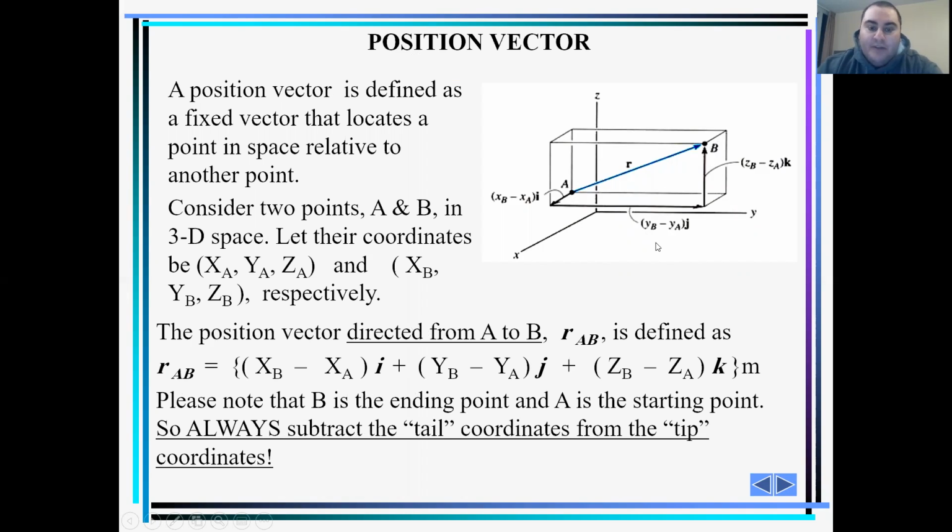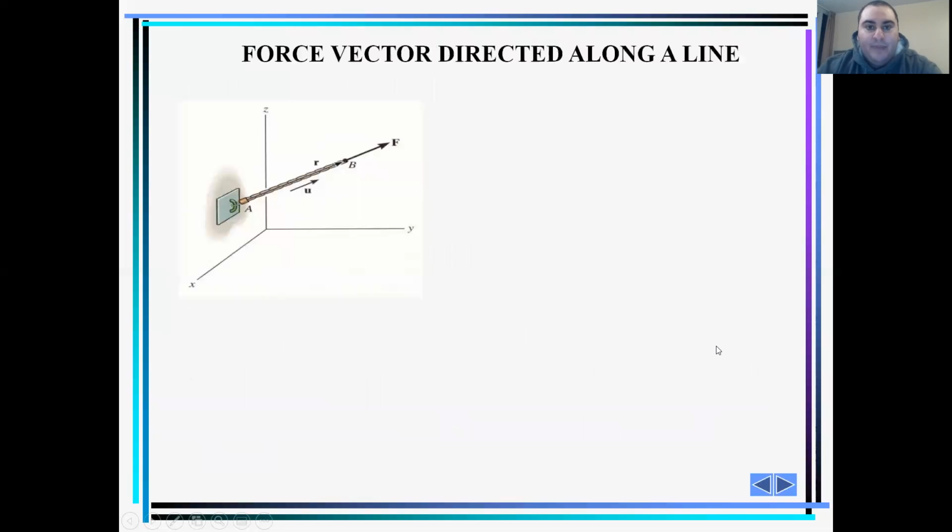The position vector directed from A to B, or RAB, is defined as RAB = (XB minus XA) in the I direction, (YB minus YA) in the J direction, and (ZB minus ZA) in the K direction. Please note that B is the ending point and A is the starting point. So always subtract the tail coordinates from the tip coordinates. And that's how we get our position vector.